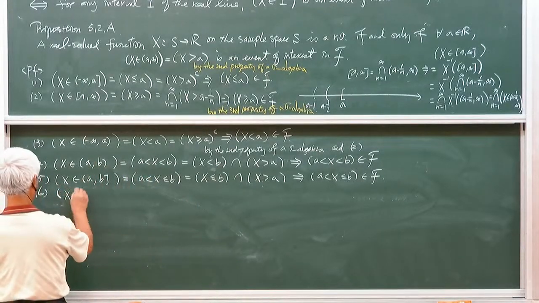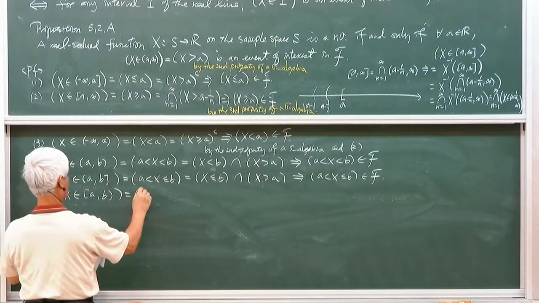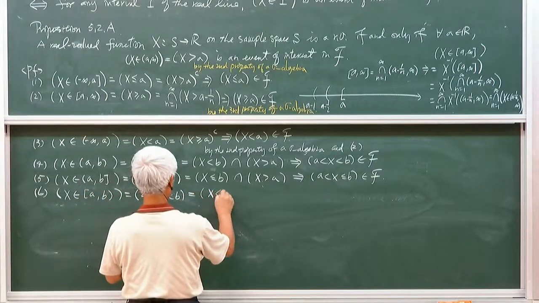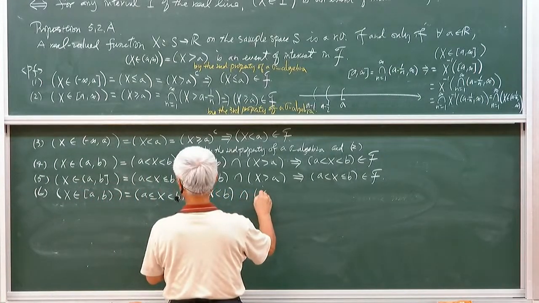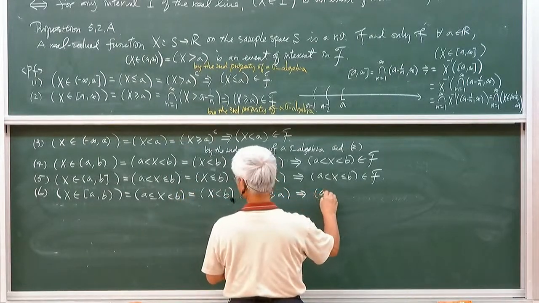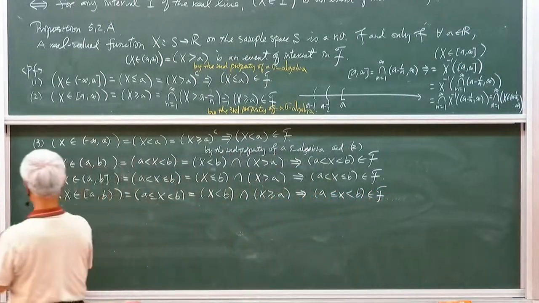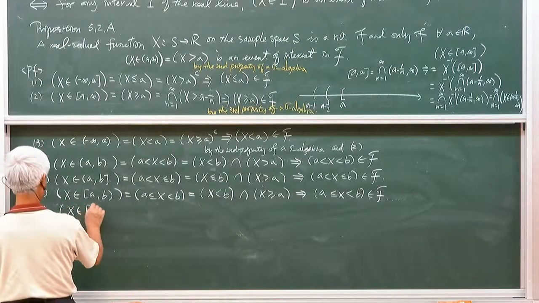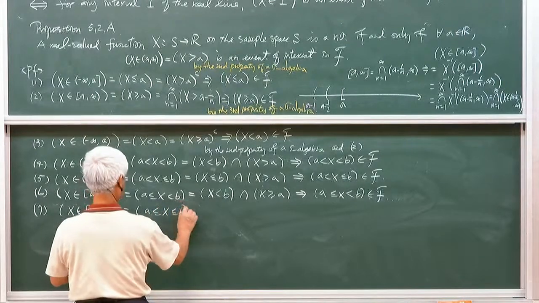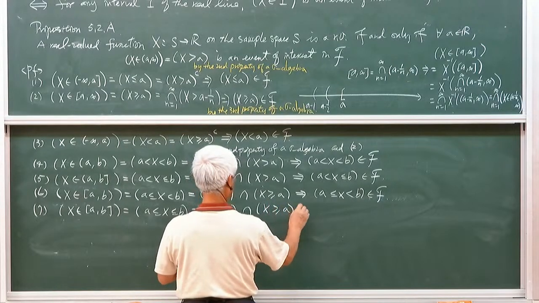And the sixth one, so this is x less than b intersects x greater than or equal to a. All right, so F, and finally, okay.